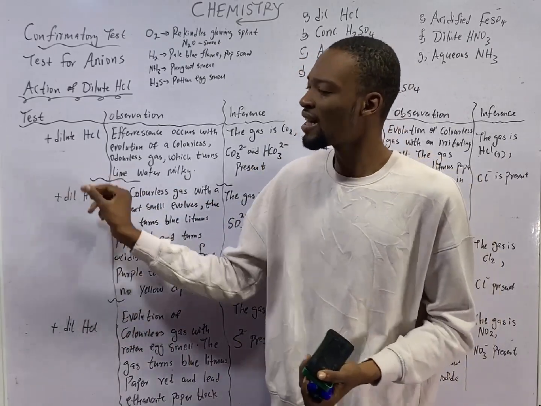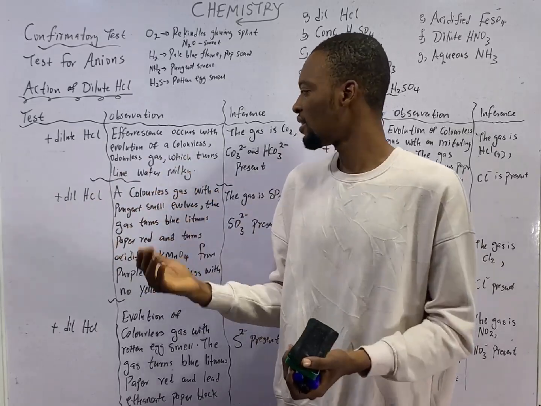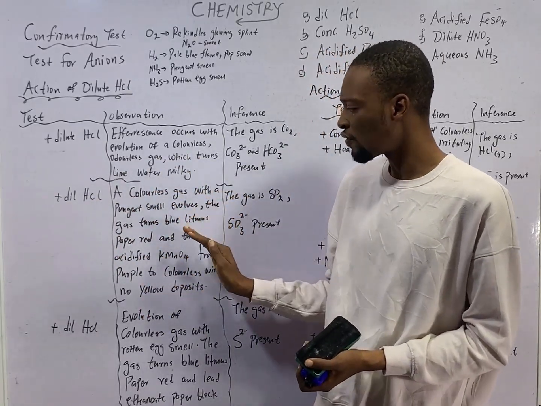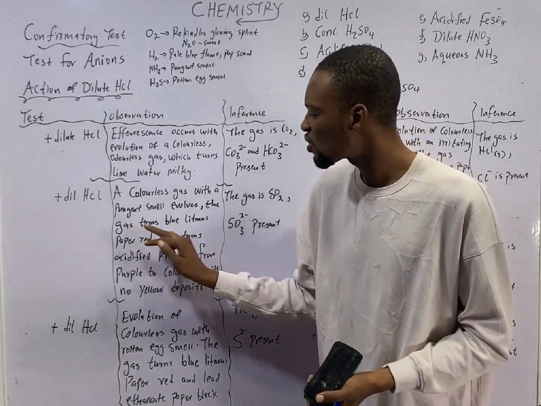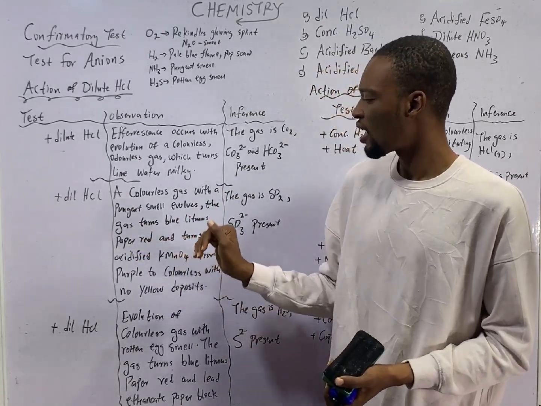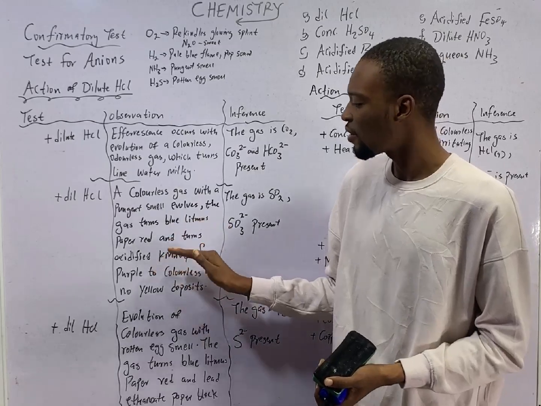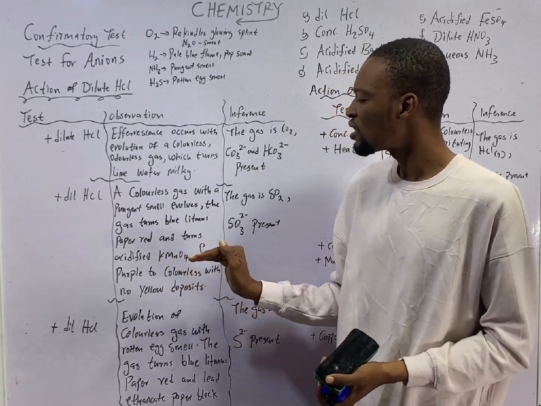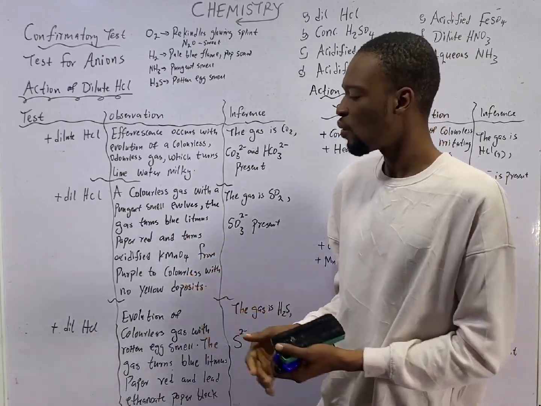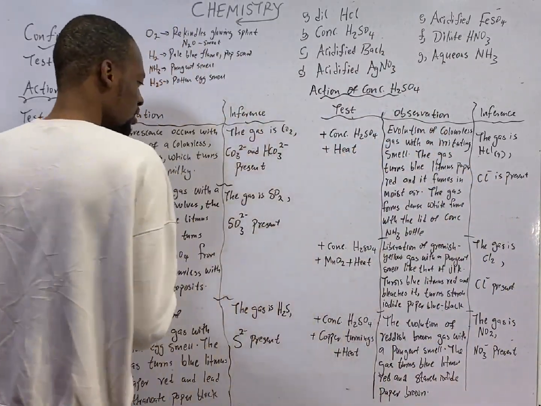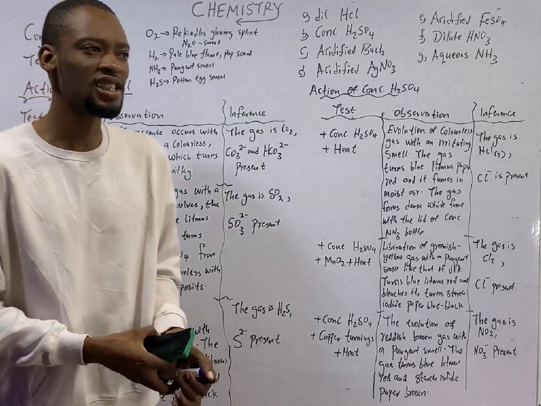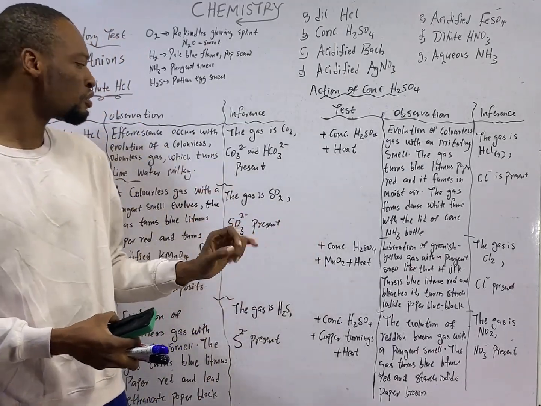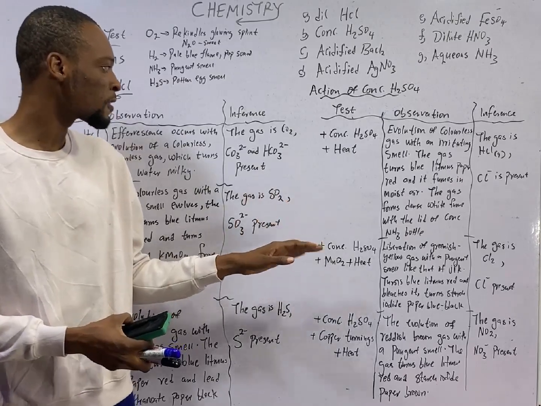Dilute HCl was added to blah blah blah. Then a colorless gas with a pungent smell evolves. The gas turns blue litmus paper red and turns acidified potassium permanganate from purple to colorless with no yellow deposit. What gas is detected? The gas is simply sulfur dioxide gas, and the ions present will be SO3 2-.